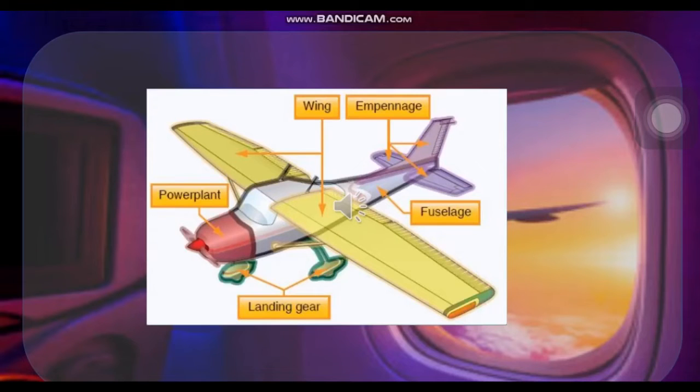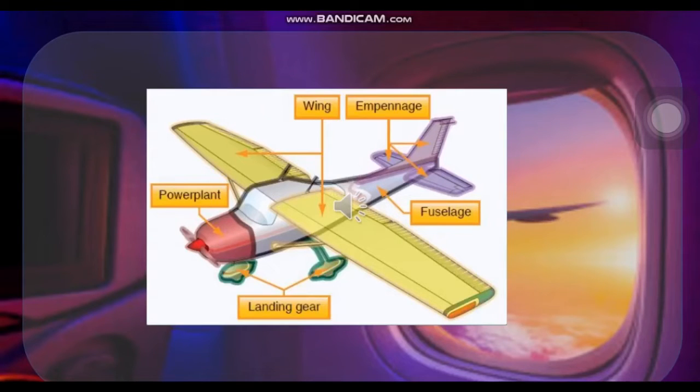The next part is wings. This part is an airfoil that helps lift a heavier-than-air craft. Wings have different sizes and shapes that fulfill different performances. The number of wings has different classifications. If it has one set of wings, it is called a monoplane, and if it has two sets of wings, it is called a biplane. Next is the empennage.